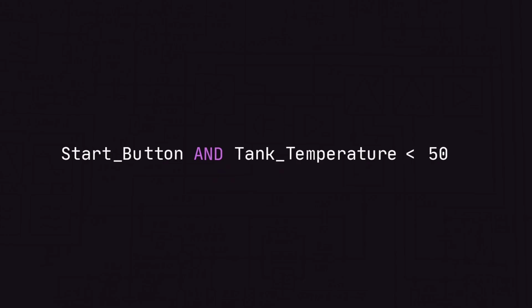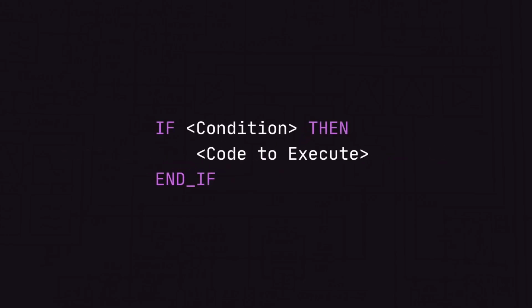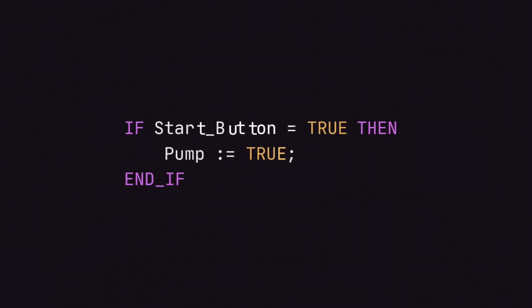Now let's go back to our first if statement and add some real code and variables. Here you can see that if our condition, which checks a variable named start button, is true, if this is met, we set another variable called pump to true. You might notice that I wrote the condition as if start button equals true. This actually isn't necessary. You can just write if start button, since the condition by default checks for a true value.